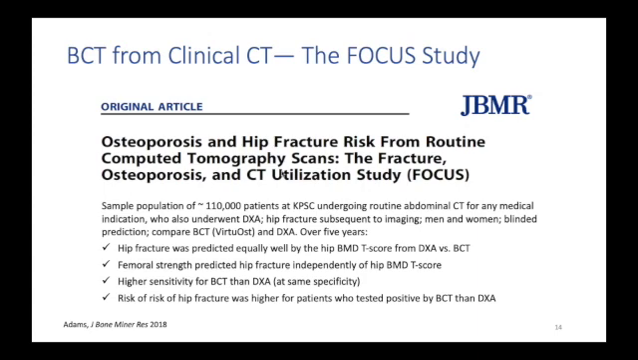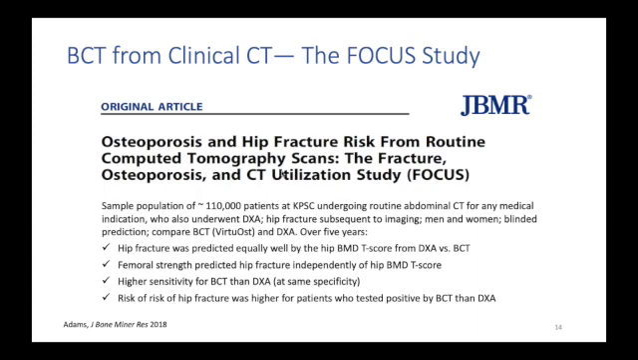And so we identified those, and then we had a control group of people who had the CT who didn't break their hip. And so we were able to do a comparison of the BCT on the CT scans and try and predict who would fracture hip versus not fracture their hip. So it's a predictive study. It was blinded. We didn't know who broke their hip when we did the BCT analysis. But it's done on existing data.